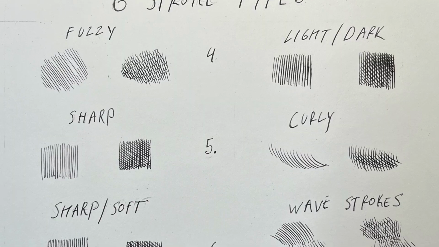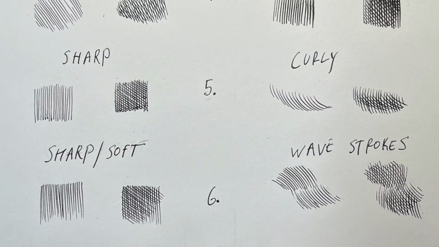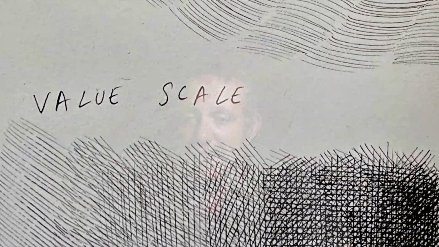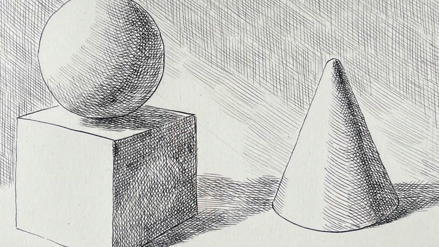As the title suggests, I'm going to cover the 6 types of hatching strokes commonly used in crosshatching, explain 5 simple rules to follow, show you some extremely useful exercises for developing your dexterity with a pen, and lastly, demonstrate how to apply these various skills by doing a drawing of these deceptively simple geometric forms.